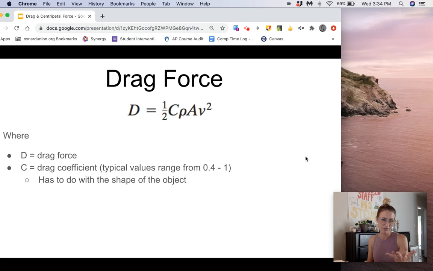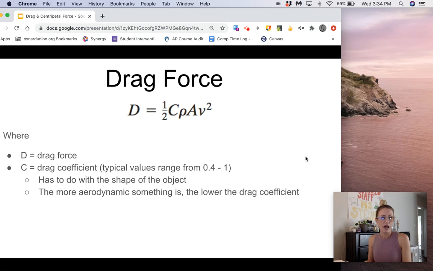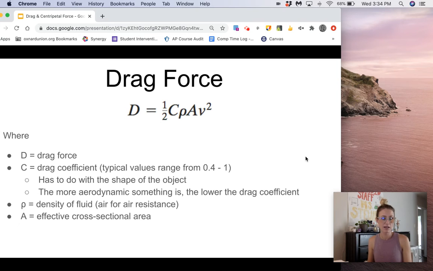And this is like a given, kind of. They'll say the drag coefficient for this is blank. All right. And the more aerodynamic something is, the lower the drag coefficient. Rho is the density of the fluid. So if we're talking about something traveling through the air, that will be the density of the air. If it's something traveling through the water, it will be the density of the water. Obviously, the denser the fluid, the more drag it causes.